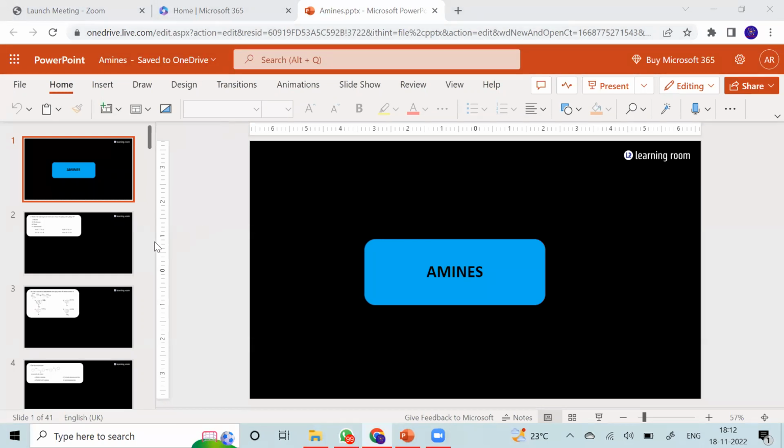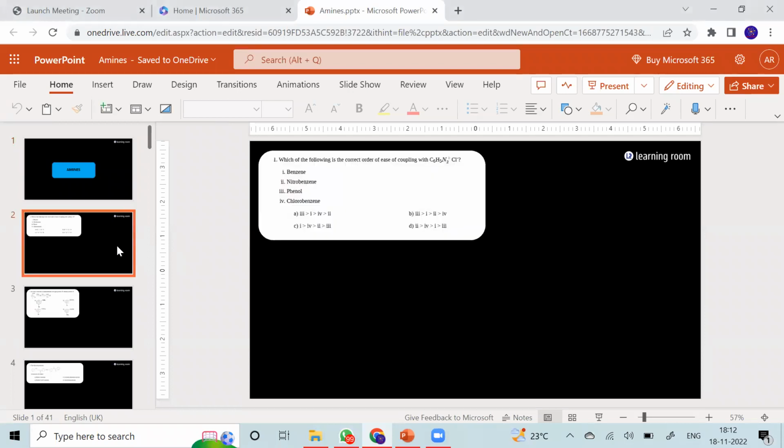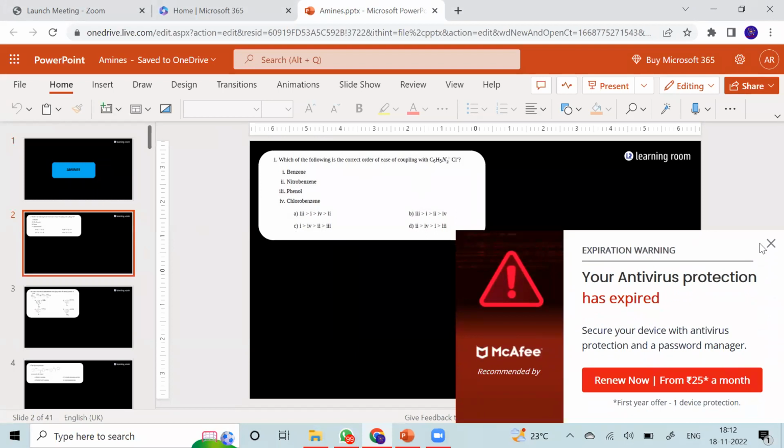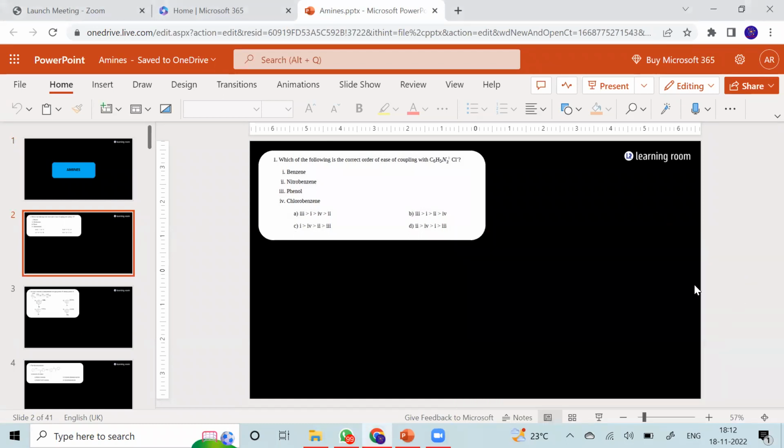First question. Which of the following is the correct order of ease of coupling with C6H5N2+ Cl-? We know what a coupling reaction is, right? You have to understand how the coupling reaction happens.